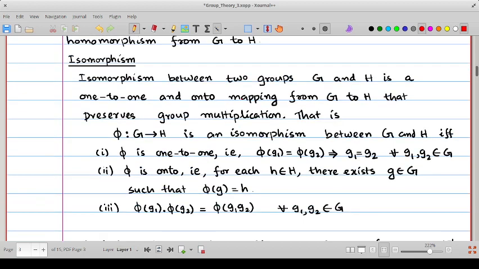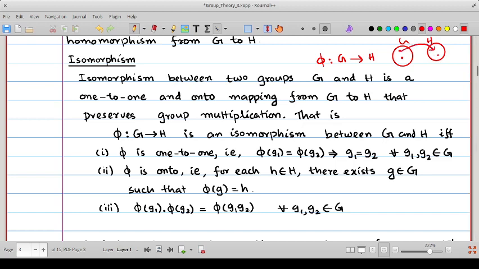So a one-to-one map means the following. Say phi is mapping from G to H, and if phi(G1) is equal to phi(G2) for any two elements, say G1 and G2 of the group G, then this means that G1 is equal to G2. Or in other words, if G1 is not equal to G2, phi(G1) will not be equal to phi(G2). So two distinct elements of the group G map to two distinct elements of the group H.